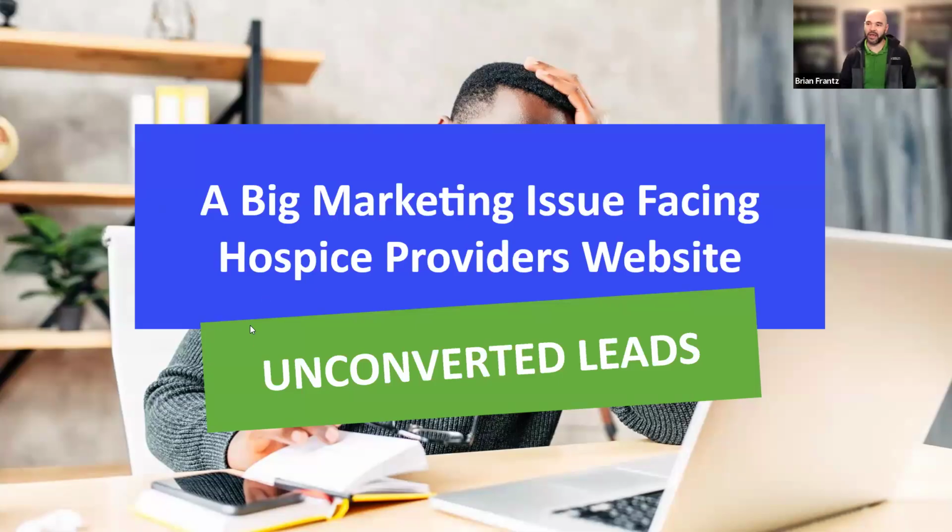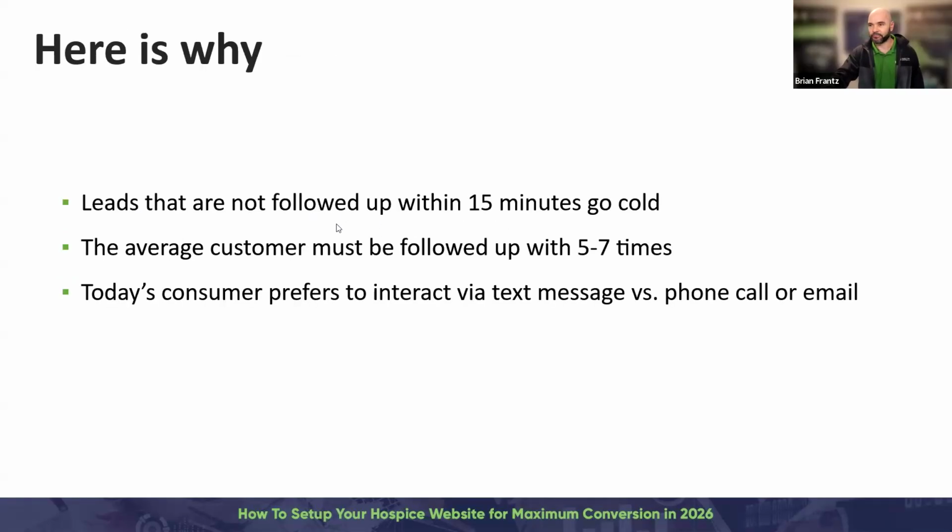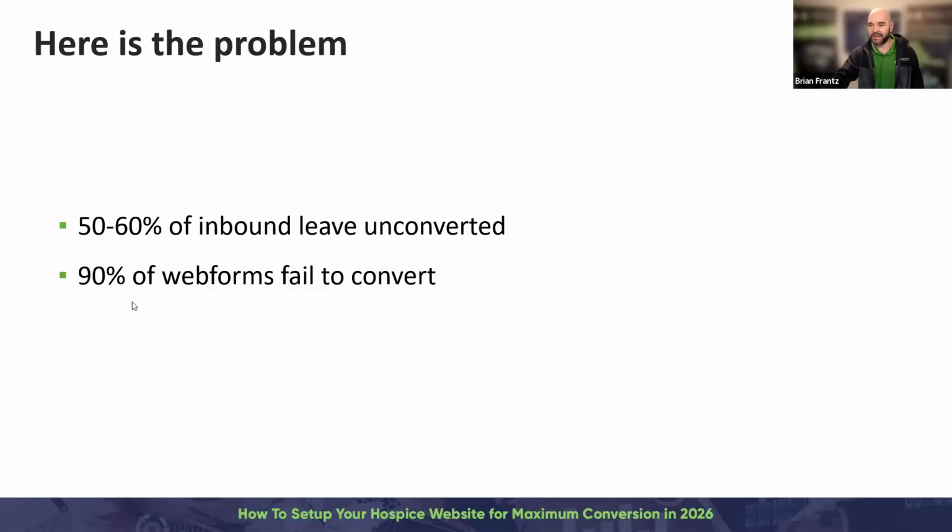So we're getting close to wrapping up here, but a big marketing issue facing websites is, like I already mentioned, the 50 to 60%, sometimes 90%. You're only getting leads from a fraction of the visitors. So where do all the other ones go? 50 to 60% are leaving unconverted. And this is a big one, right? 90% of web forms fail to convert.